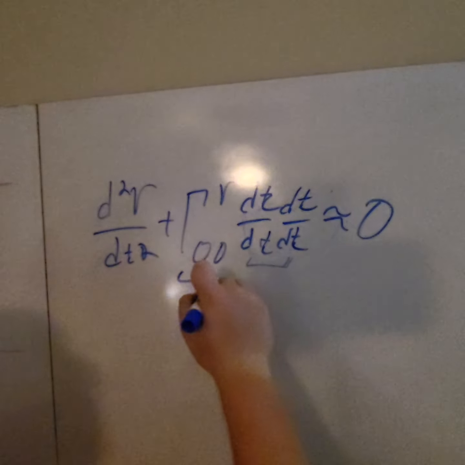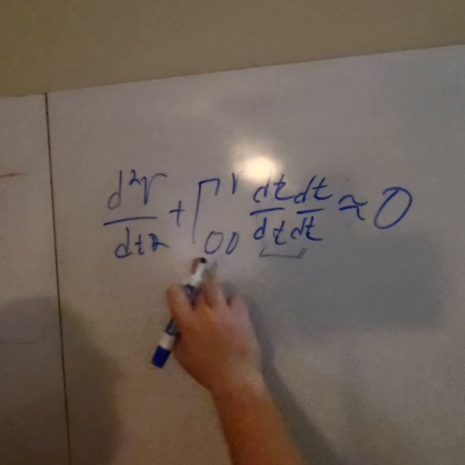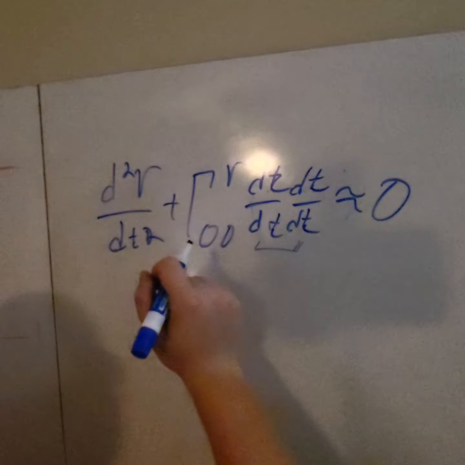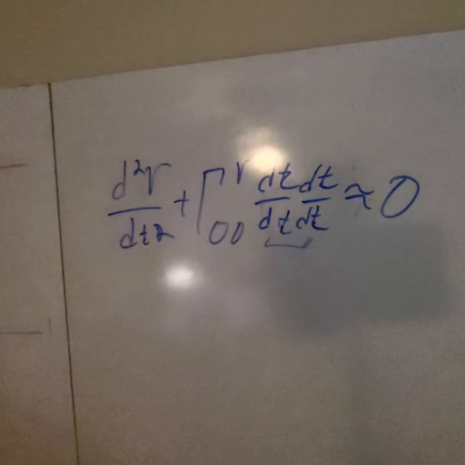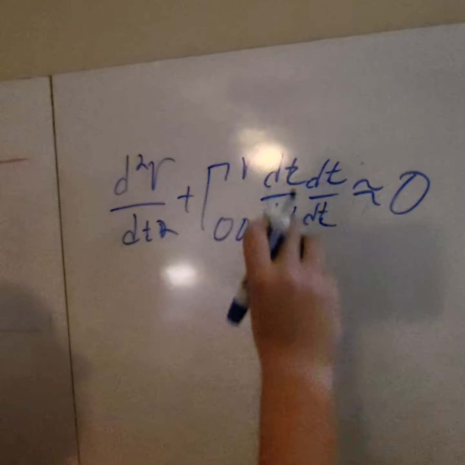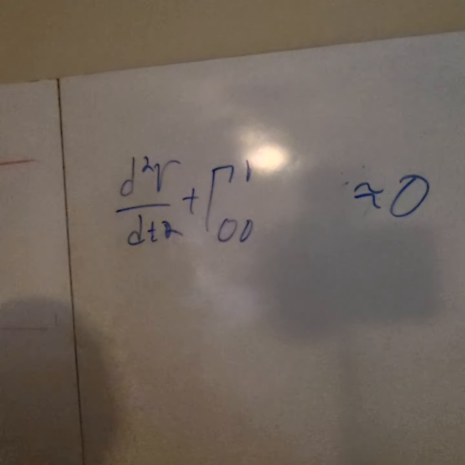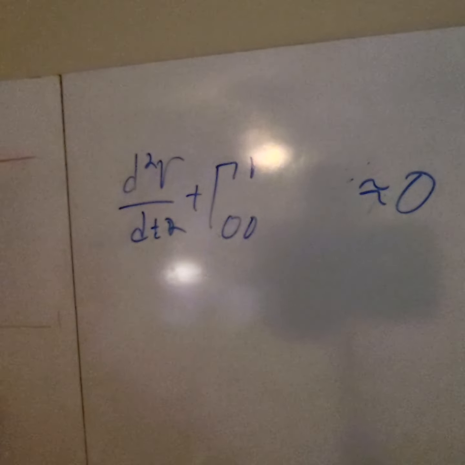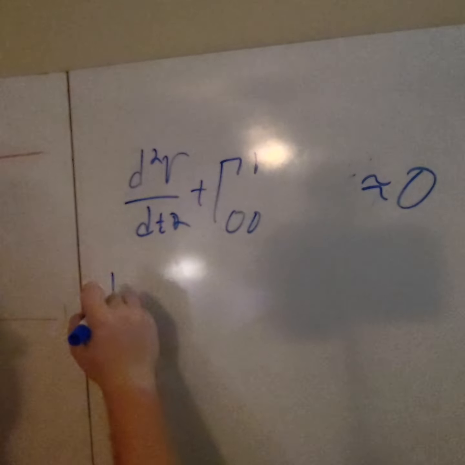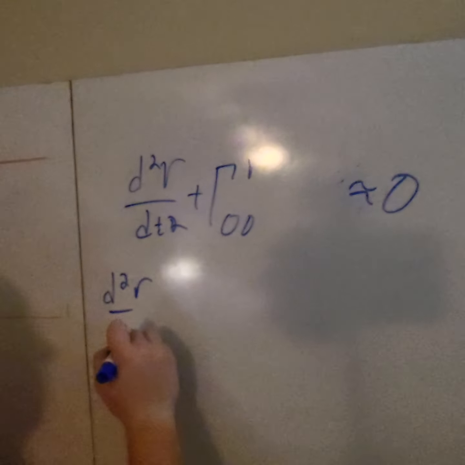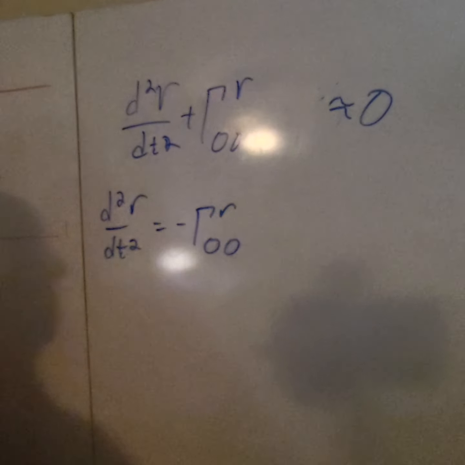The velocities are small, and the Christoffel symbols are proportional to the first order fluctuations, so that's even correspondingly smaller. That's why we can really ignore the velocity terms approximately. So we're left with this for our equation: d squared r over dt squared equals negative Gamma r 0, 0.